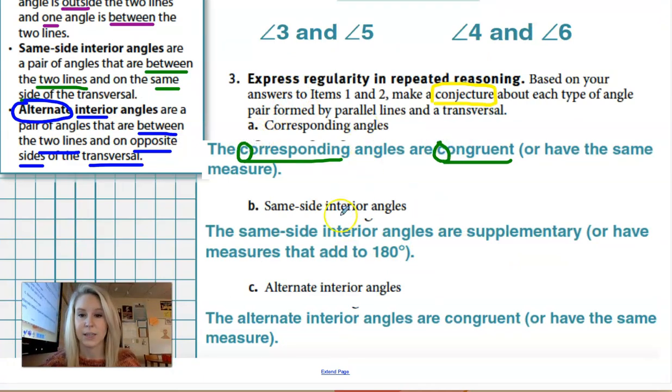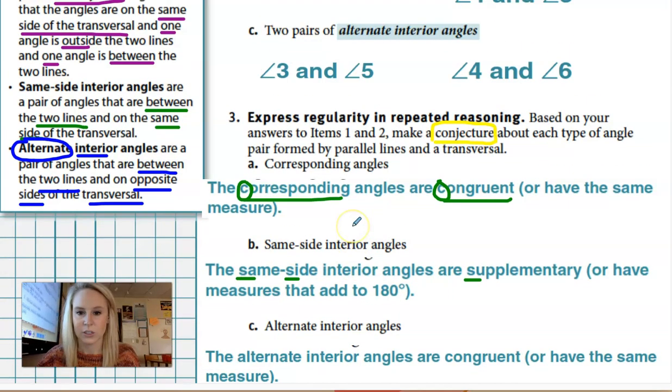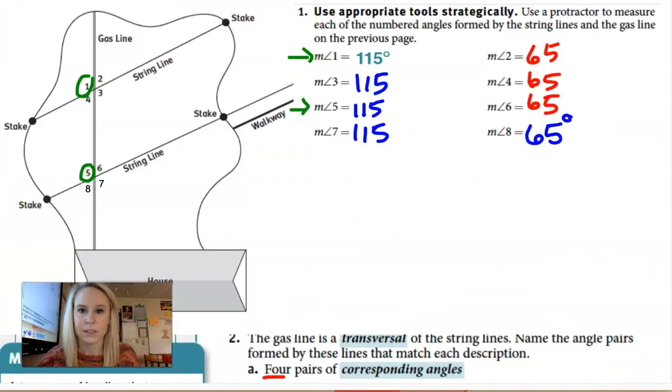Okay? Same side interiors, they're going to be supplementary. So same side sup. We got S's going on. Okay? So let's double check that. Same side sup. We've got 3 and we have 6. They do not look the same. 3 is over here being 115. 6 was over here being 65. So 115 and 65 gets you to that 180. So those would be supplementary.